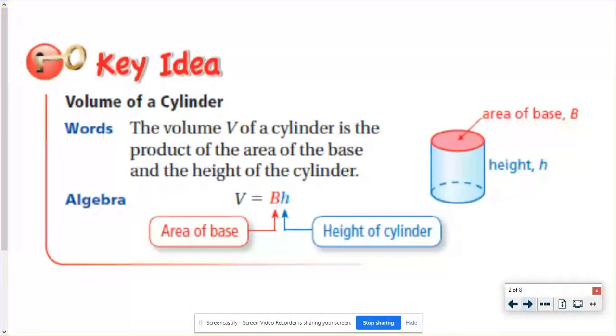So just a quick refresher. Remember, the volume of a cylinder is the same as the volume of a prism. It's the area of the base times the height. So when we make this more specific for a cylinder, instead of this capital B, which means the area of the base, the area of the circle is going to be pi r squared, and then we would still have the height.